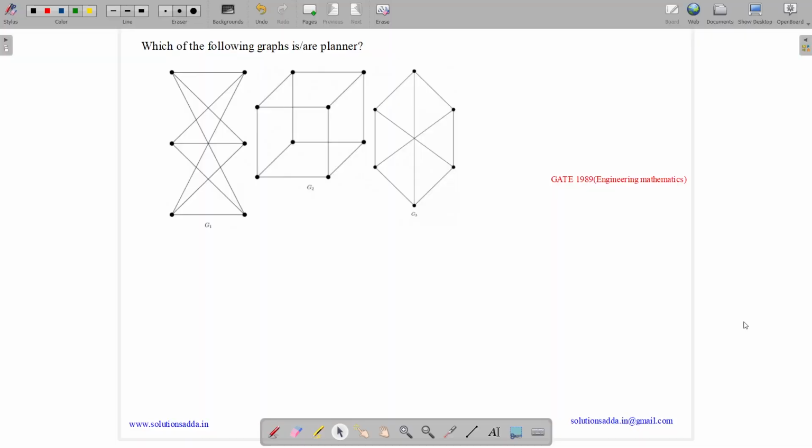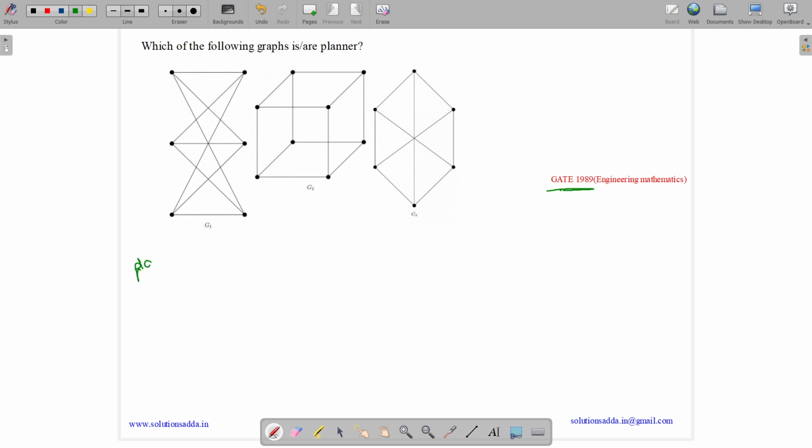This question belongs to the Engineering Mathematics subject and was asked in GATE CSE 1989. It is related to planarity and planar graphs. So the question asks, which of the following is planar? We are given three graphs G1, G2 and G3, and we need to tell which of the following graphs is planar. So what is a planar graph?